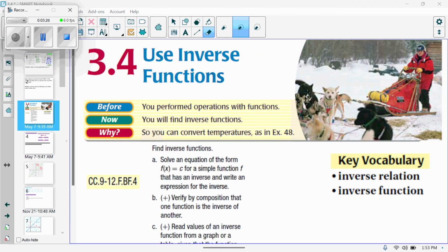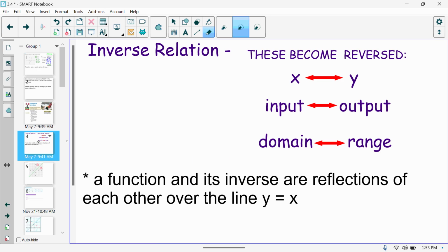So we are starting 3.4 today, and 3.4 is going to be all about inverse functions. First thing, we have some definitions here that you're going to want to write down. Basically, you're going to want to write everything on this slide. In an inverse relation, the x and the y are going to be reversed, okay? Another way to think of it, input and output are other words for x and y. So you could think of it that way. The input and output are going to be reversed.